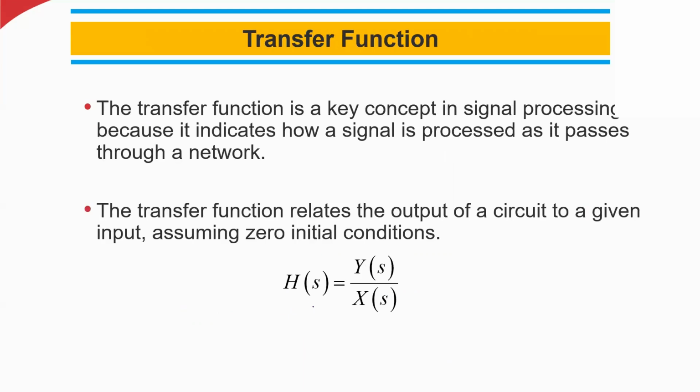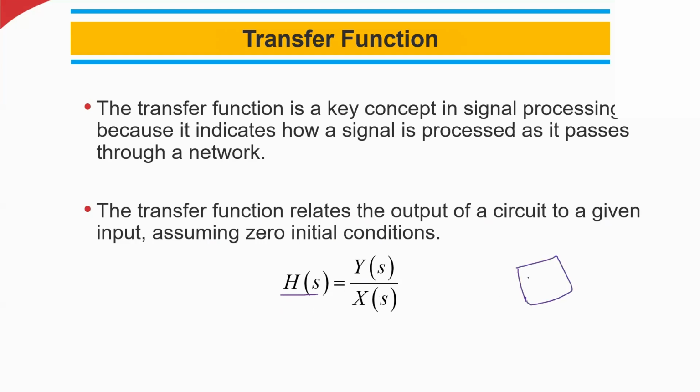Now again, we are studying the transfer function. The transfer function is a key concept in signal processing because it indicates how a signal is processed as it passes through a network, because transfer function is equal to output divided by input. So the transfer function relates the output of a circuit to a given input, assuming zero initial conditions. So H of S, the transfer function, is equal to Y of S divided by X of S.